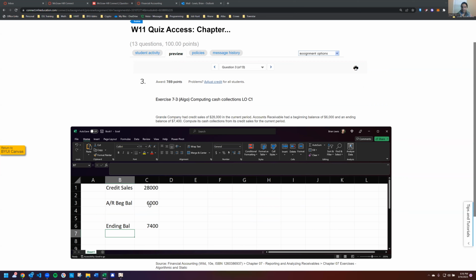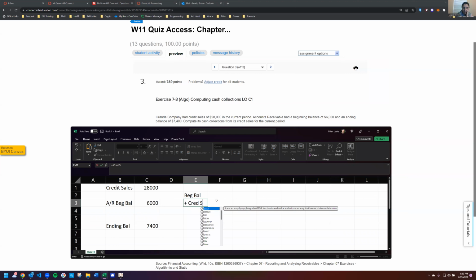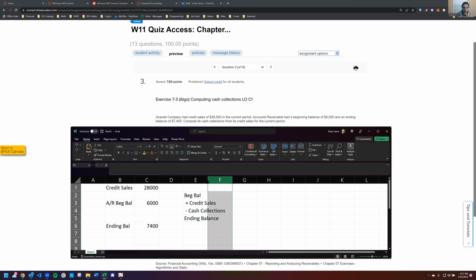Okay. So let's think about it this way. Beginning balance plus credit sales minus cash collections equals ending balance, right? Okay, so this is basically your formula, right?